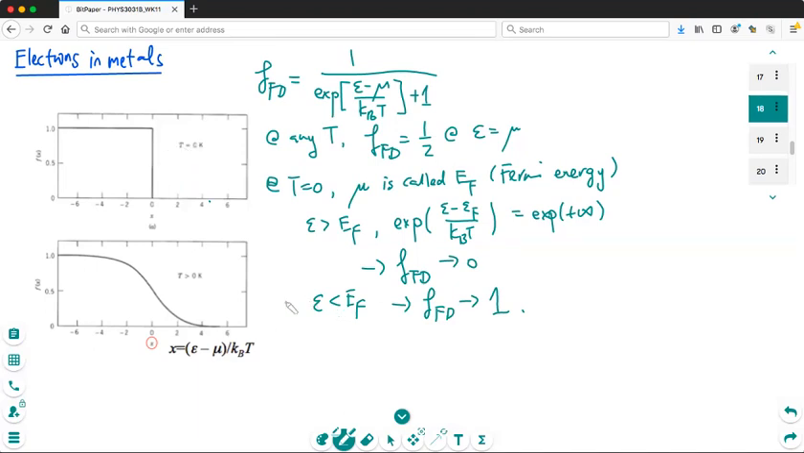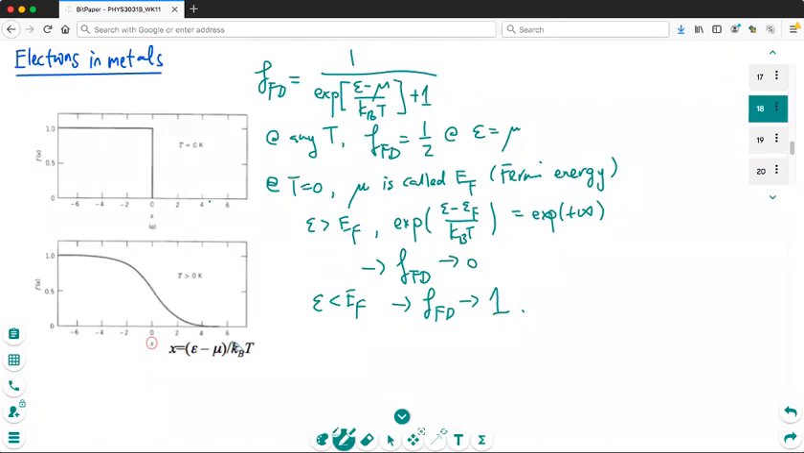And for non-zero temperature, you can try to plot this. You get this kind of smearing of the Fermi function, but you still have 1 when you are far below the chemical potential, and you have something that looks like an exponential tail when you are far above the chemical potential at any finite temperature.